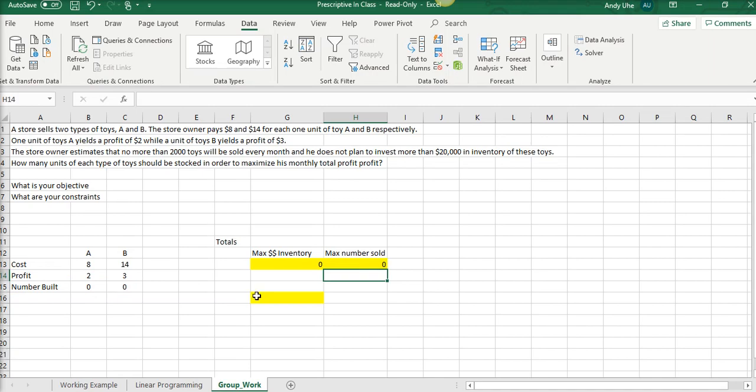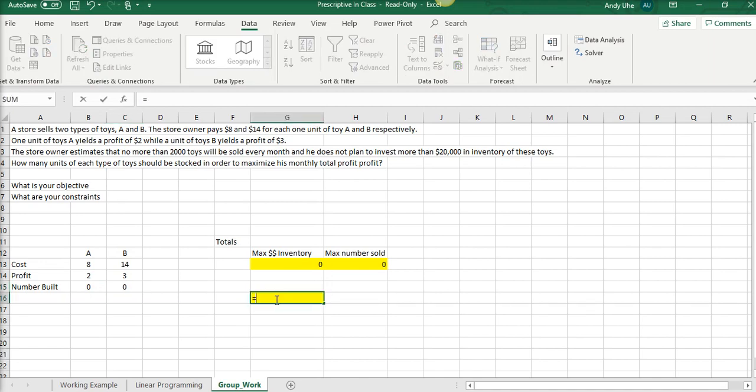And we're getting zeros, and that's fine. We want to get zeros because these are going to be iterated through. This is what the solver is going to do for us. It's going to iterate through these two fields. And here's our objective function.